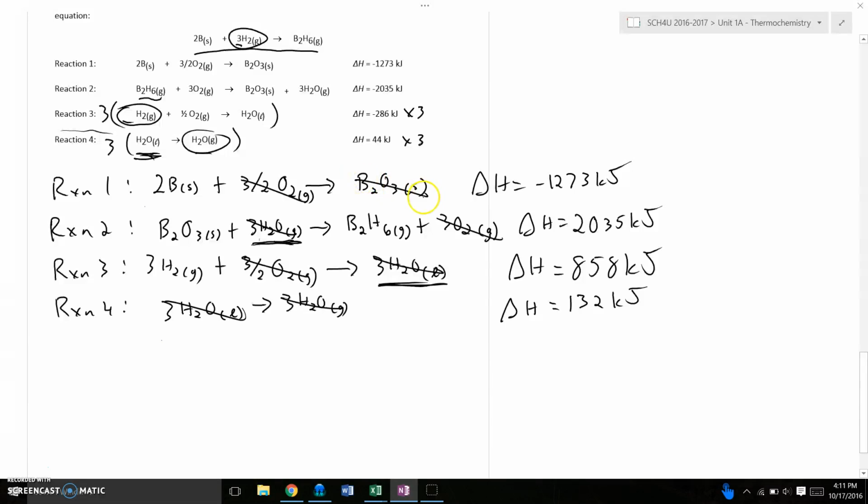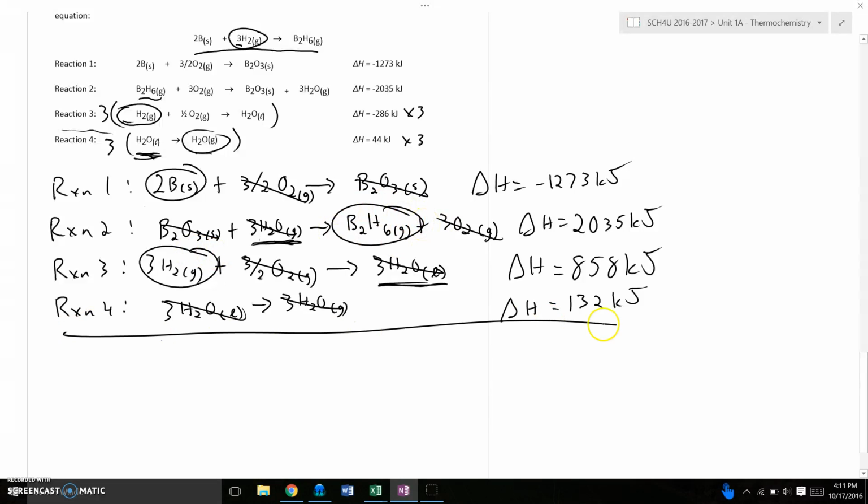Oh, sorry, I also missed the borane. My apologies. Right? So now you're looking through, you're going to pick out the reactants, the products, they match up. I'll add them all up. I get 2 boron plus my 2 hydrogen gas produces my diborane. And now it's just a matter of adding up my enthalpies. So I'm going to add all these up.